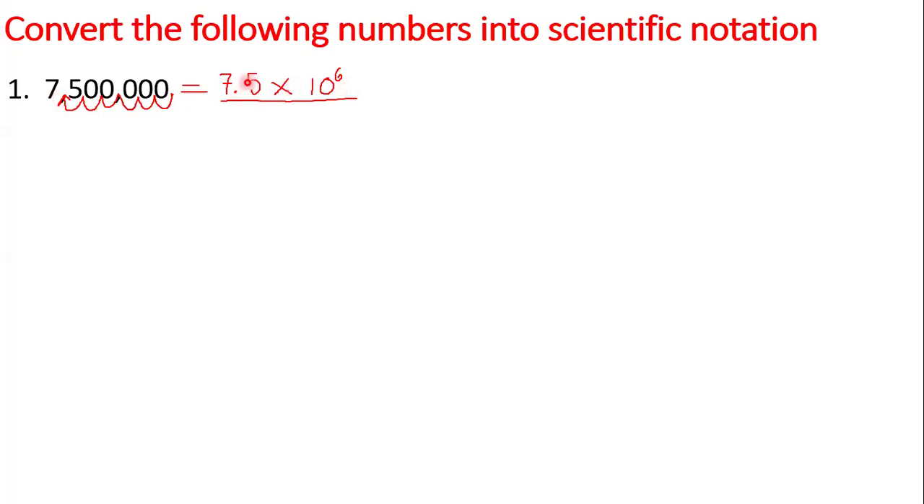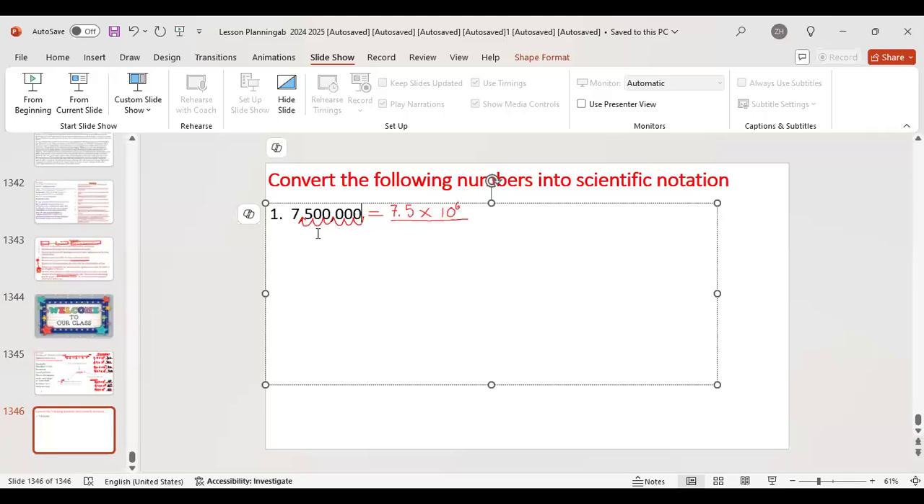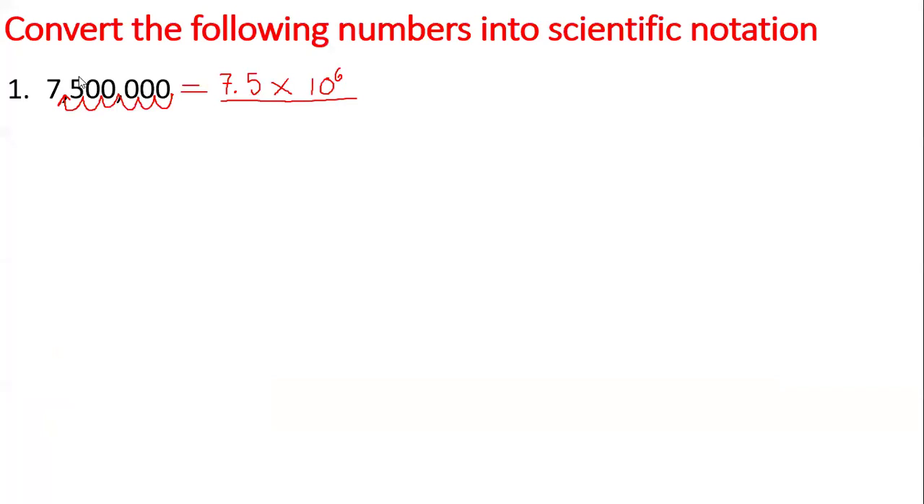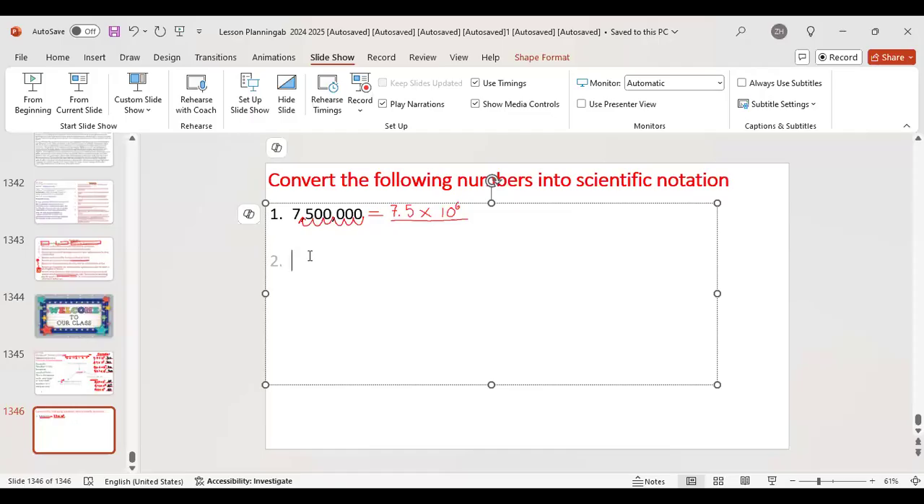Does that make sense to y'all? Yes, sir. I have a question. Why do we move the decimal point that many times? We move it over because we have to bring it between the 7 and the 5. We have to clear the zeros.